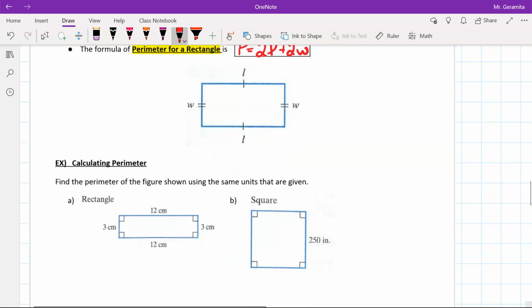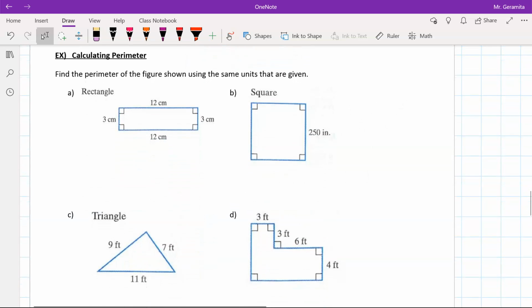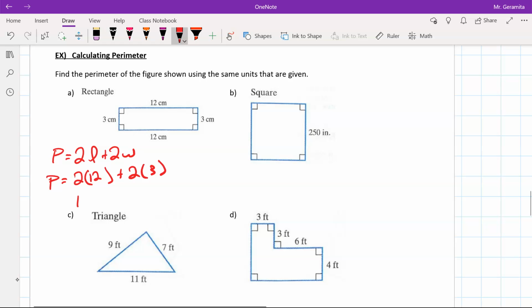So, calculating perimeter. So, let's go through all of these. So the perimeter of a rectangle. Perimeter is equal to 2L plus 2W. So for this case, you're going to do 2 times 12 plus 2 times 3, or you can just add all those up. You should get 24 plus 6, which is 30 centimeters. So you could do 12 plus 3 is 15 and double it. You could just add them all up. There's tons of different ways.